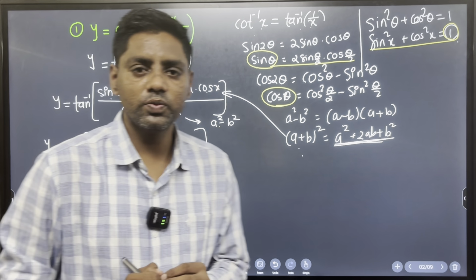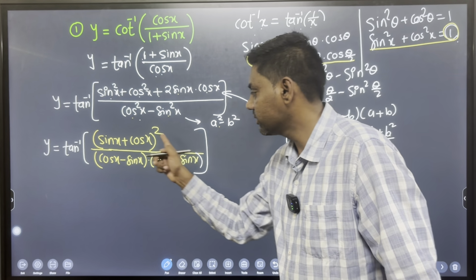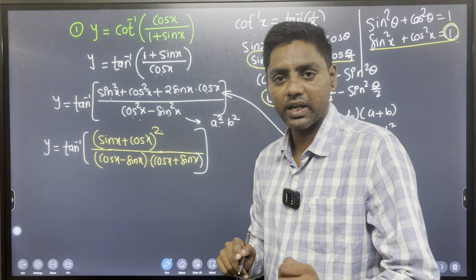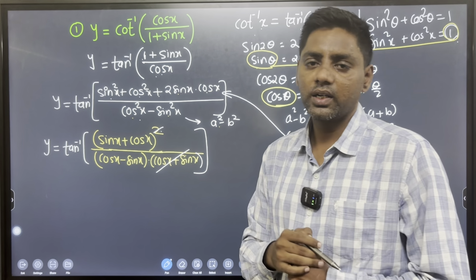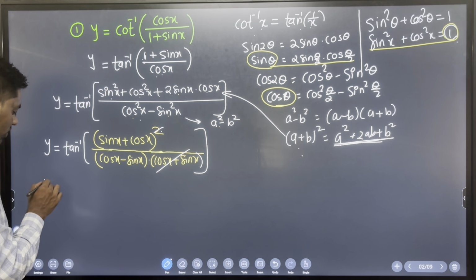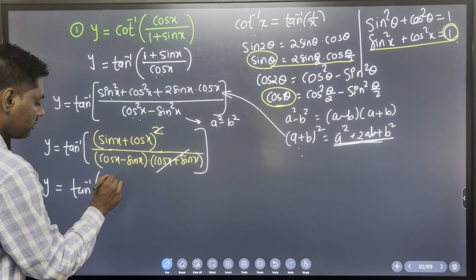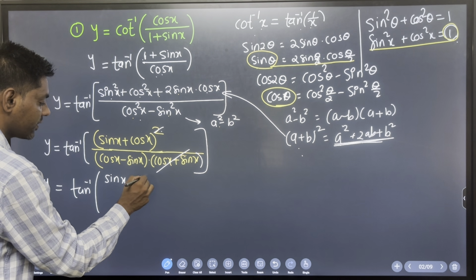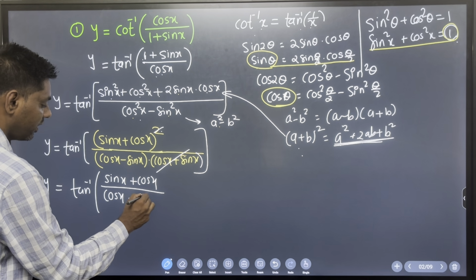So what is our observation? When we observe this step, we find that at the numerator the double bracket, the square, is present, and at the denominator a single bracket. So one bracket gets cancelled. After cancelling that bracket, we get the answer y equals tan inverse of (sin x plus cos x) divided by (cos x minus sin x).